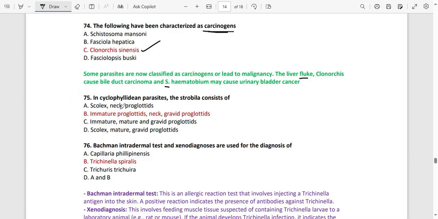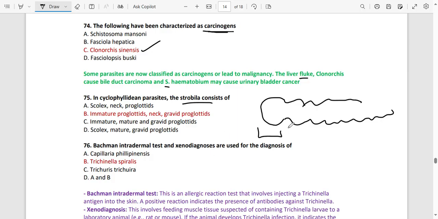In cyclophyllidean parasites, the strobila consists of. Now the strobila, remember the way we talked about a worm? You have got the head, right? And then you have got the neck. And then you have got the segments. The head is a scolex. This is just the neck. This is the strobilus, which is the entire structure.